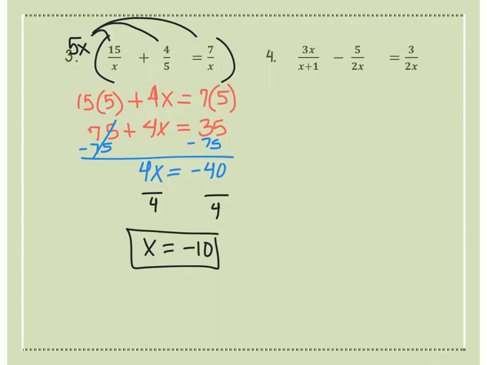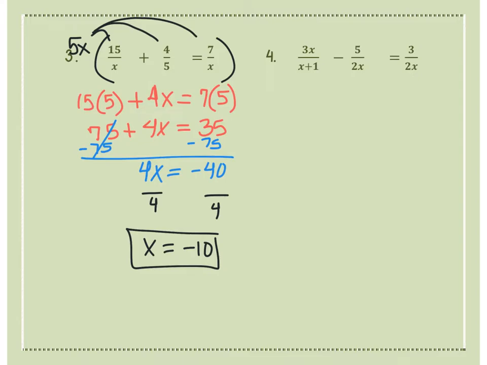Okay, let's try it again. Now we're going to get a little bit harder. Let's look at our denominators. This time I have an x plus 1 and I have a 2x and a 2x. What are my different things on my denominator? What is my least common denominator? A 2x and the x plus 1.